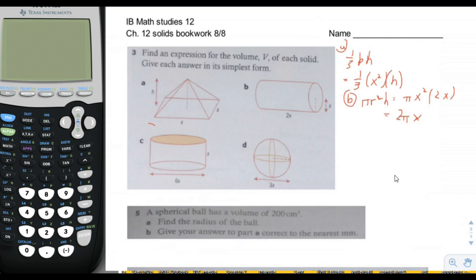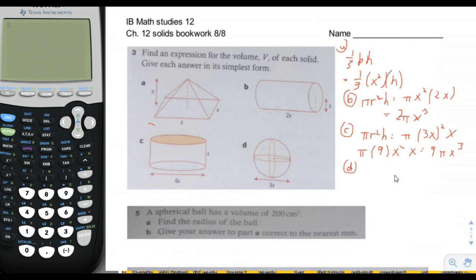Okay, and then the next one is also a cylinder. So it would be pi r squared times h, where r is, let's see, it's 6x across all the way, so the diameter would be 6x, but the radius would be 3x, so it would be 3x squared. And then the height would be x, so that would be pi times 9 times x squared times x, so it would be equal to 9 pi x cubed.